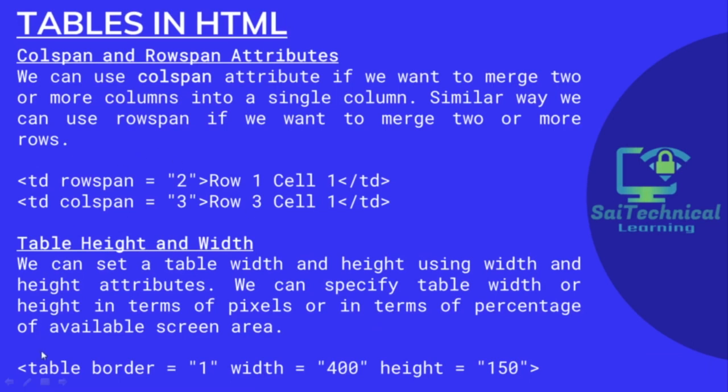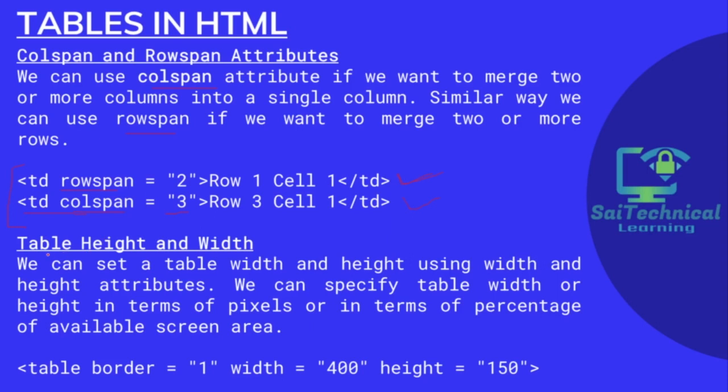Column span and row span attributes. We can use the colspan attribute if we want to merge 2 or more columns into a single column, and similarly we can use rowspan if we want to merge 2 or more rows. Here we have used rowspan and colspan. The first one, td rowspan equals 2, means that statement will merge 2 rows. Similarly, the second one, td colspan equals 3, means it merged 3 columns.